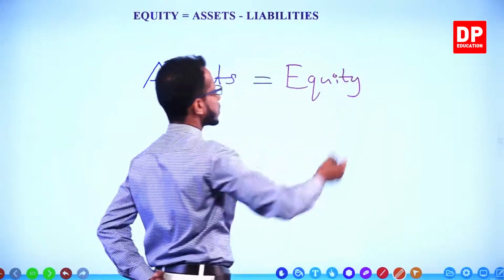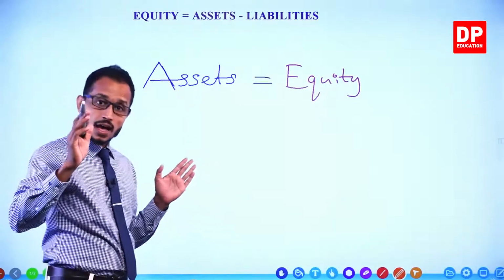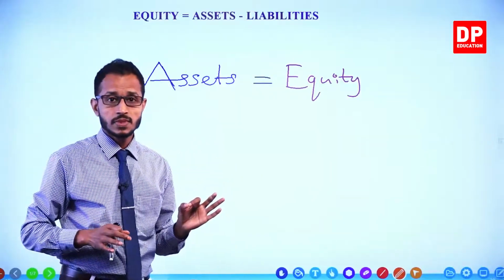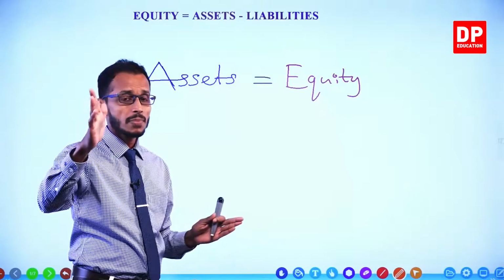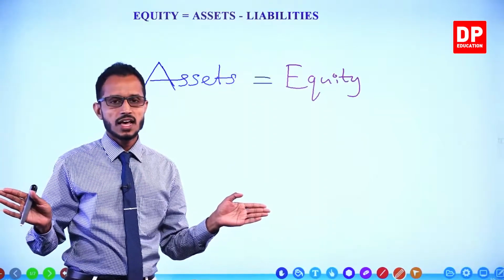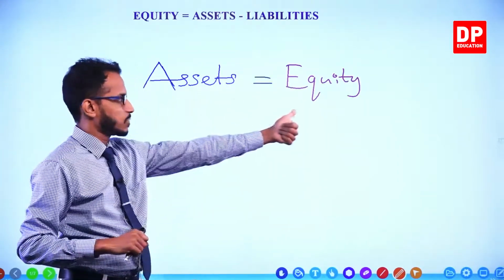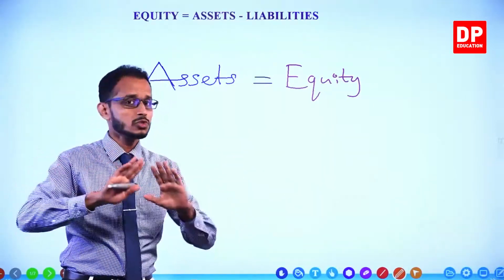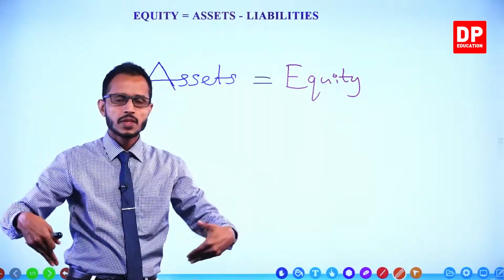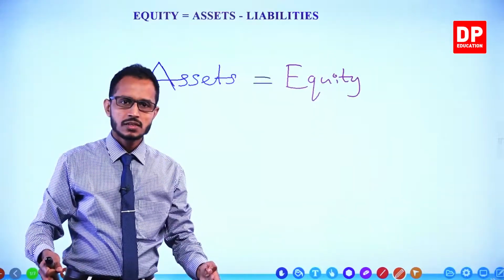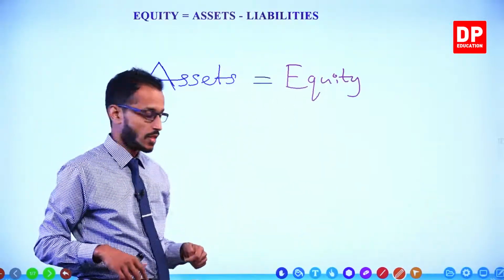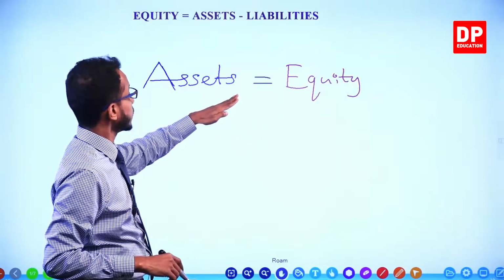Assets equals equity. And I very clearly told you that this equation is only possible to apply for a business which has no external liabilities. In other words, all the assets in the business belong to the owner. So, assets equals equity.